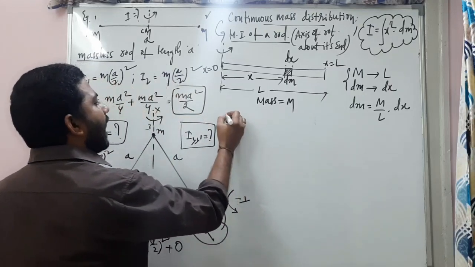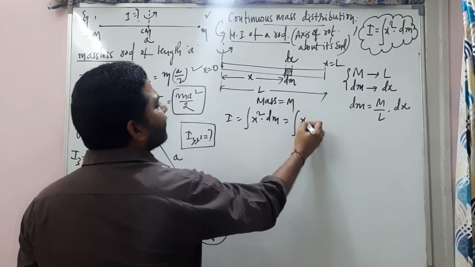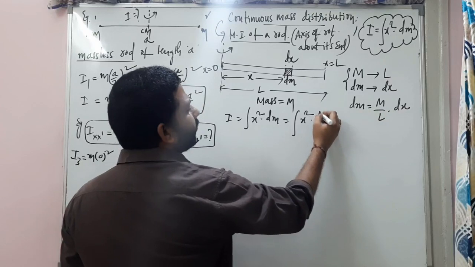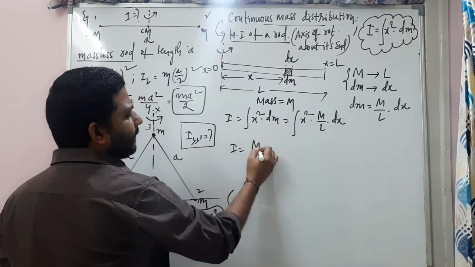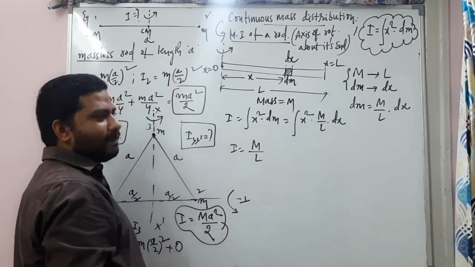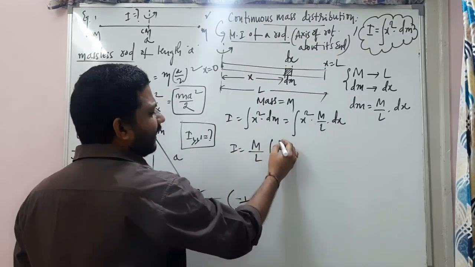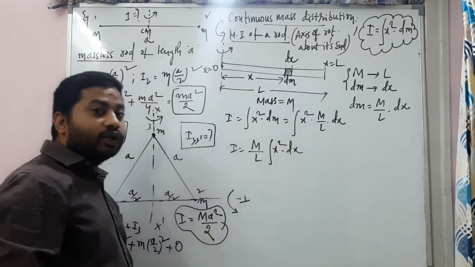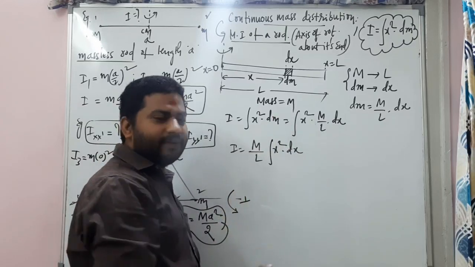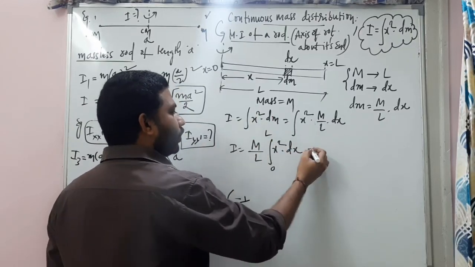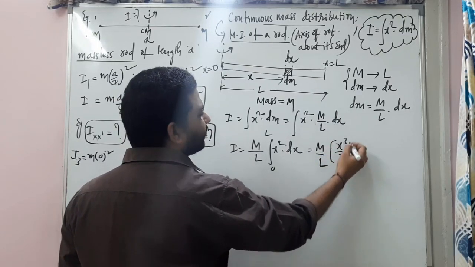Fine. So I is equal to integral x square into dm, which is integral x square into m by L into dx. So I is equal to m by L, which will come out because it's constant. Mass of the rod, total mass m. Total length is L. Integral x square dx. Now we are doing the integration with respect to dx. This x has some limits, right? So 0 to L. So m by L integral x square gives x cube by 3, and the limits are 0 to L.